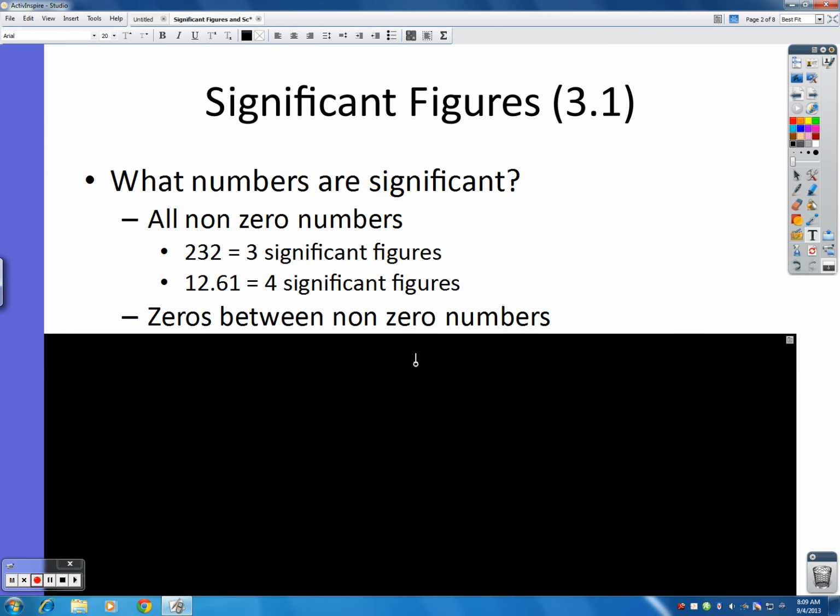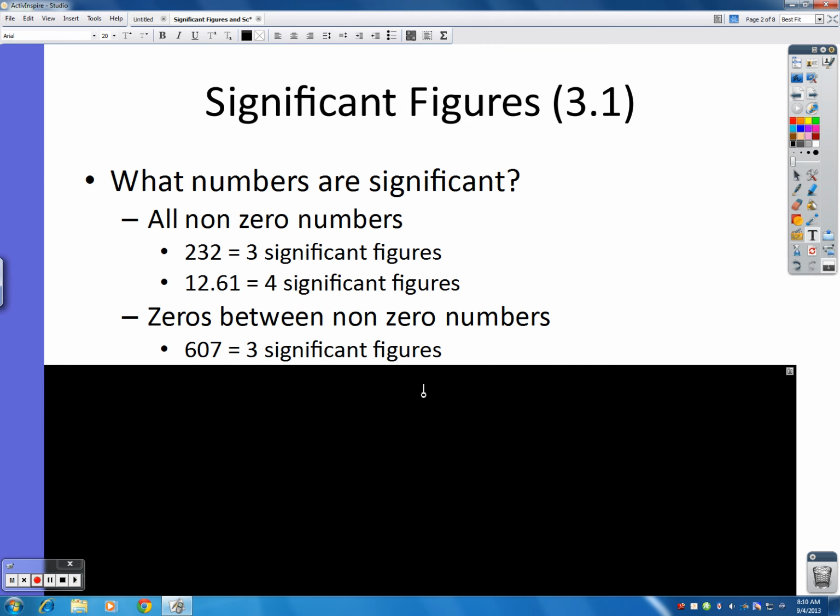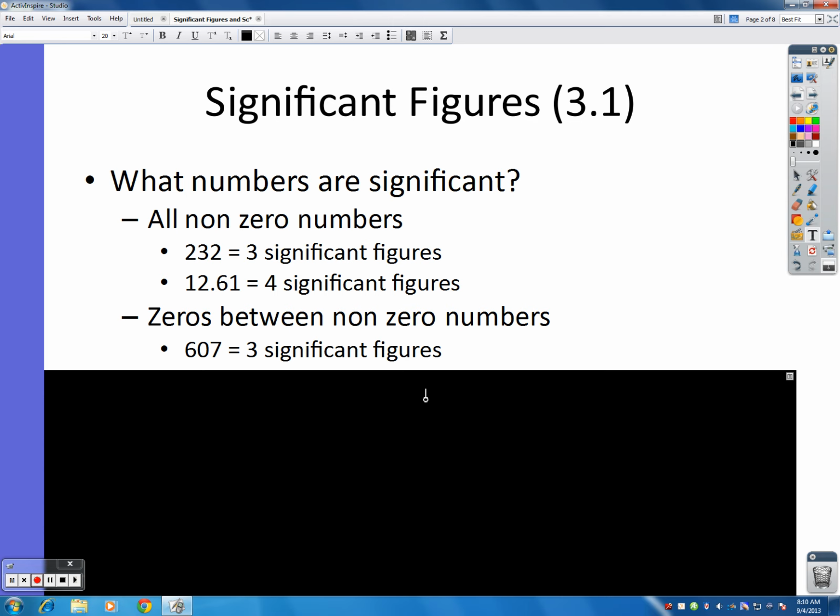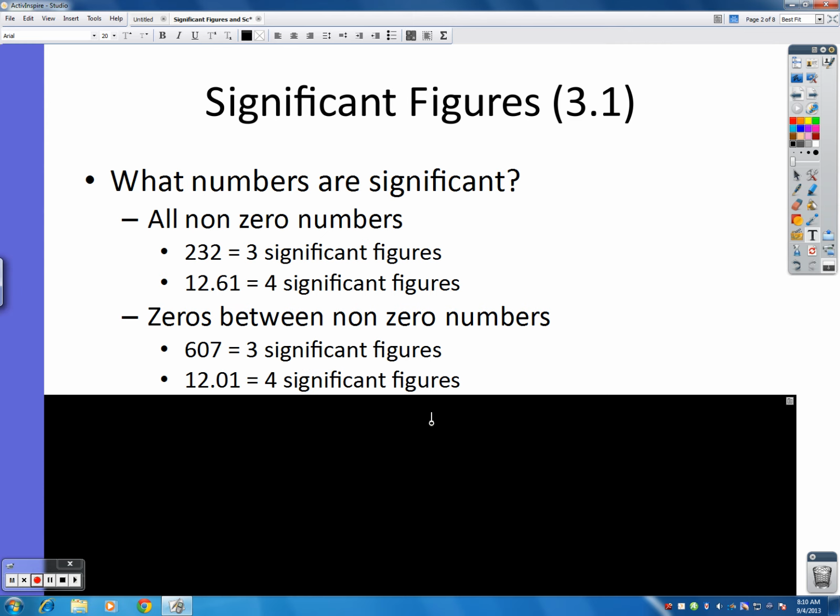The next rule is any zeros that are between non-zero numbers are significant. So in the number 607, there are 3 significant figures, the 6, the 0, and the 7. The 0 is significant because it's between a 6 and a 7. In the number 12.01, there are 4 significant figures because the 0 is between the 2 and the 1.